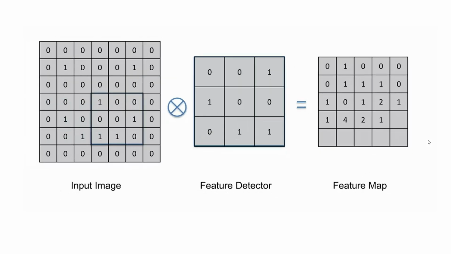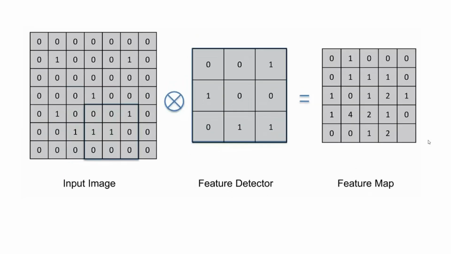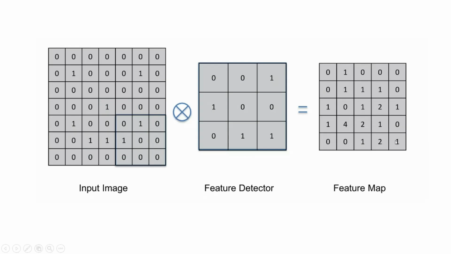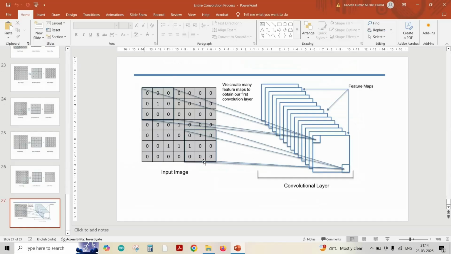So this process is carried out slowly in a step-by-step fashion. So now all the feature maps are generated, and finally after convolution, the input image will be converted into these many feature maps. Okay, so generally we create many feature maps to obtain our first convolution layer. So this is a brief explanation about the process of convolution in image.